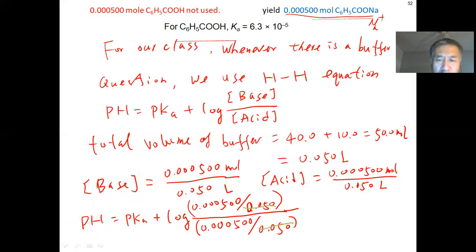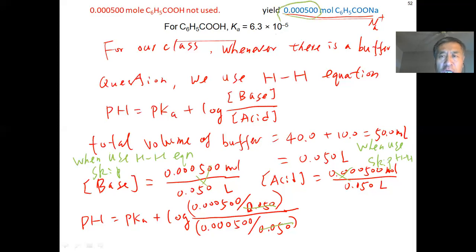So therefore, when you use the Henderson-Hasselbalch equation, we can skip the calculation of the molarities. When we use HH, we'll skip this step. Instead, we'll take this number as the molarity for the base, and take this number as the molarity for the acid, because later the volume comes out. Okay, now we'll finish the calculation.